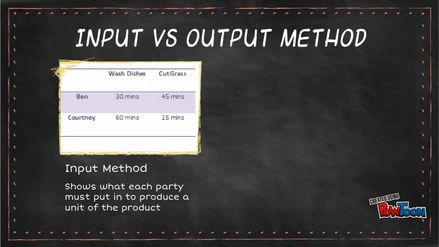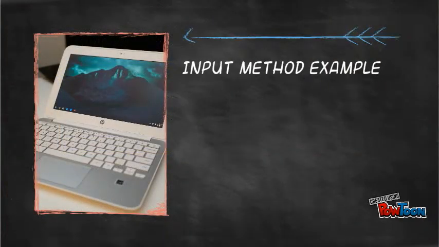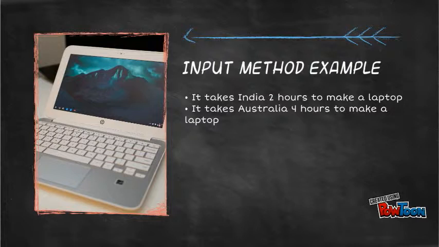And then there are two methods for determining the kinds of advantages. There's the input method, where you measure using the input, so in this case time, and then the output method, where you do it using what you produce per unit of input. An input method example is it takes India 2 hours to make a laptop, and it takes Australia 4 hours to make a laptop, so that's using time, what you put in to make something, and how much you have to put in to make it.